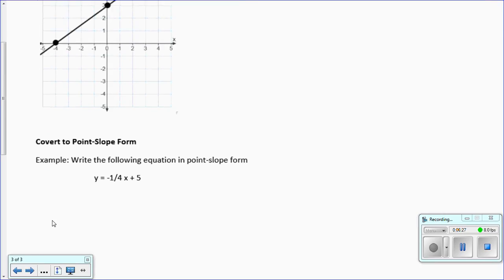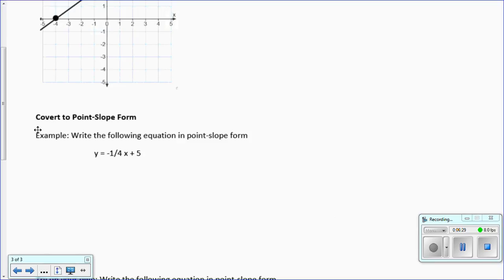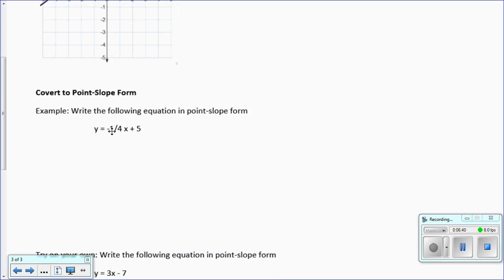And then the last one is to convert it to point slope form. We kind of already tested the water a little bit with it in the other day's notes. So we'll go ahead and do this example and then you'll try it on your own as well. So when I have slope-intercept form and I need to convert it to point slope form, I need the slope and I need a point. So I already have the slope as negative 1/4, but I need a point.